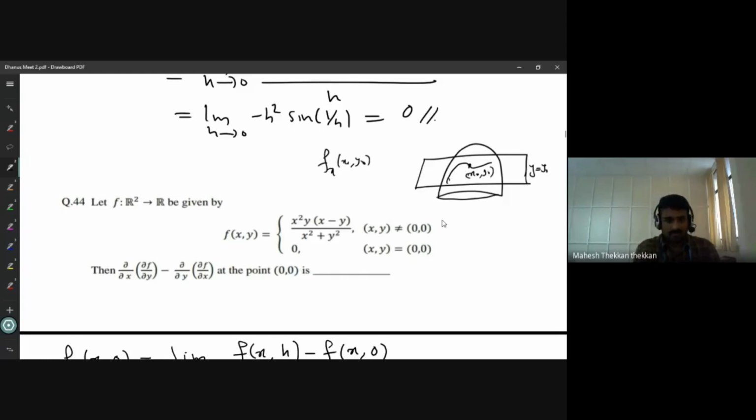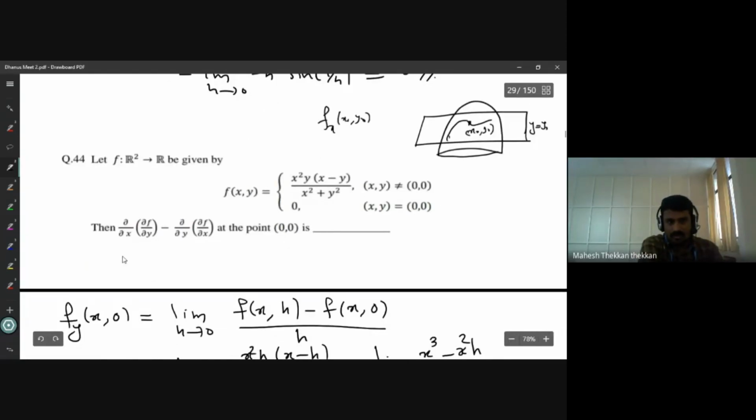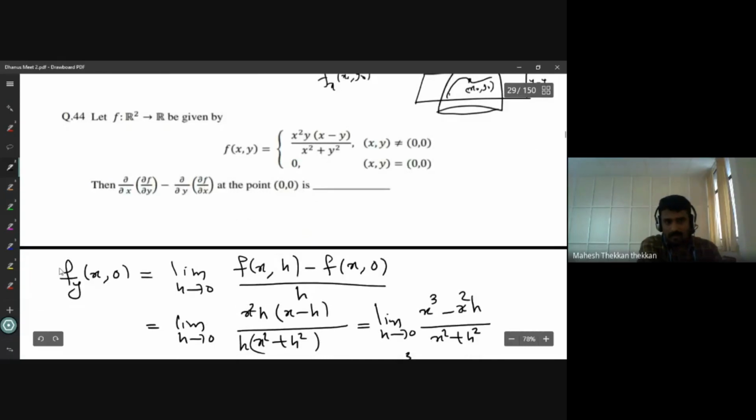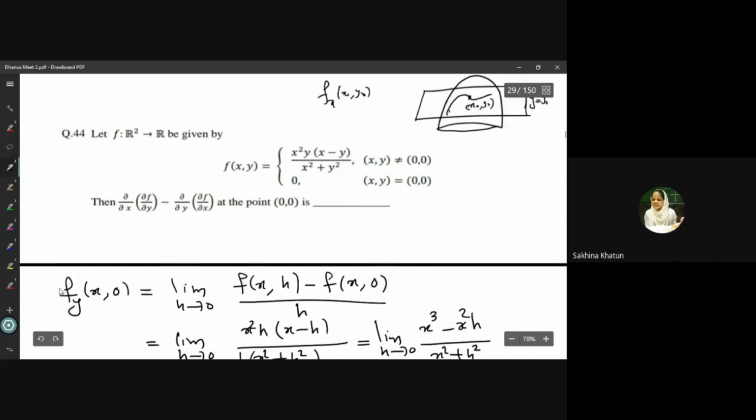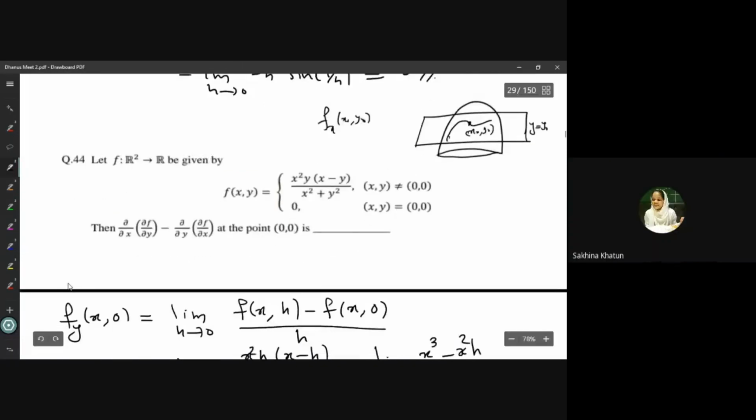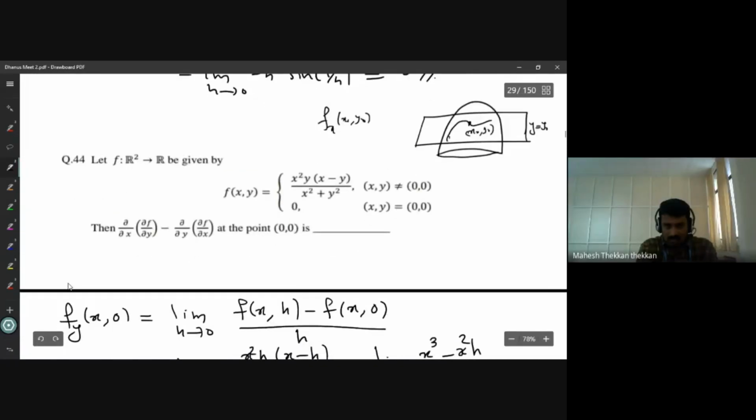Okay, so here I wanted to look at the second order partial derivative at the point 0, 0. What I will look at is, first, along the line x comma 0. Then I will take the derivative again with respect to x. Then I will evaluate it at the point 0, 0.